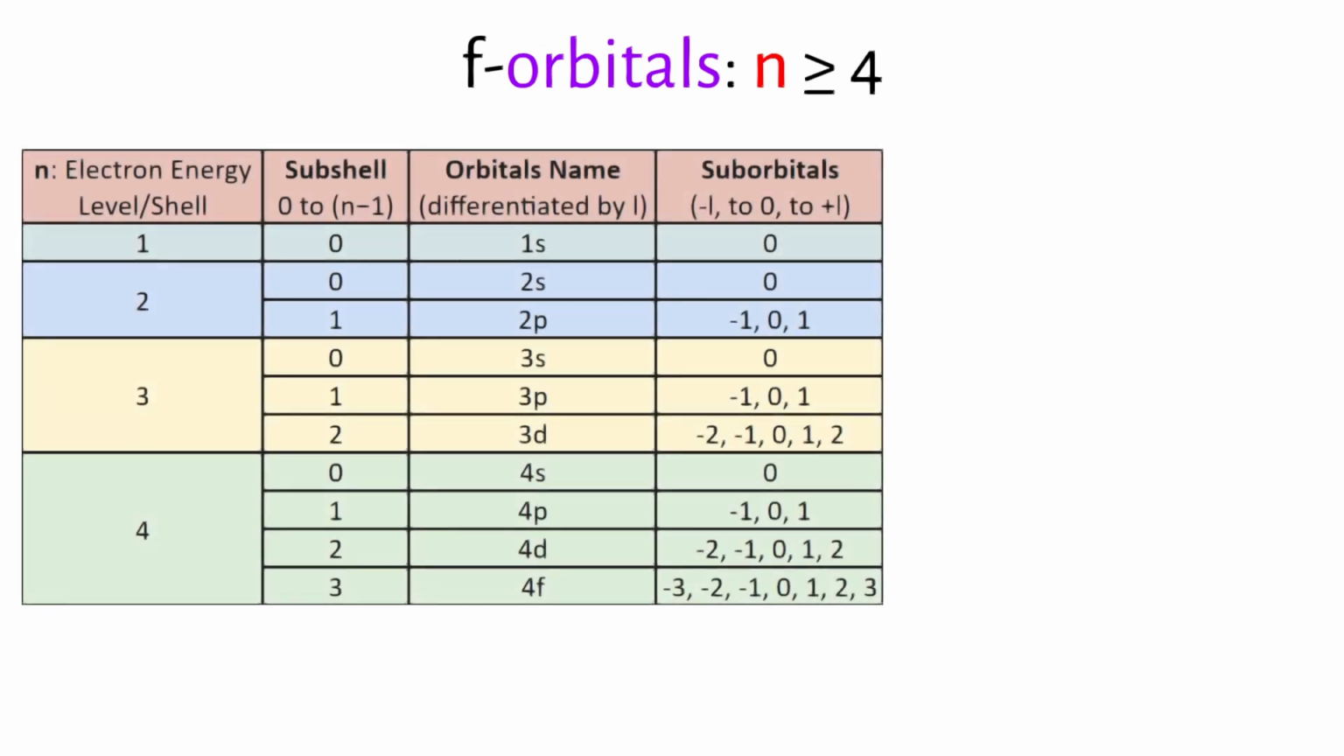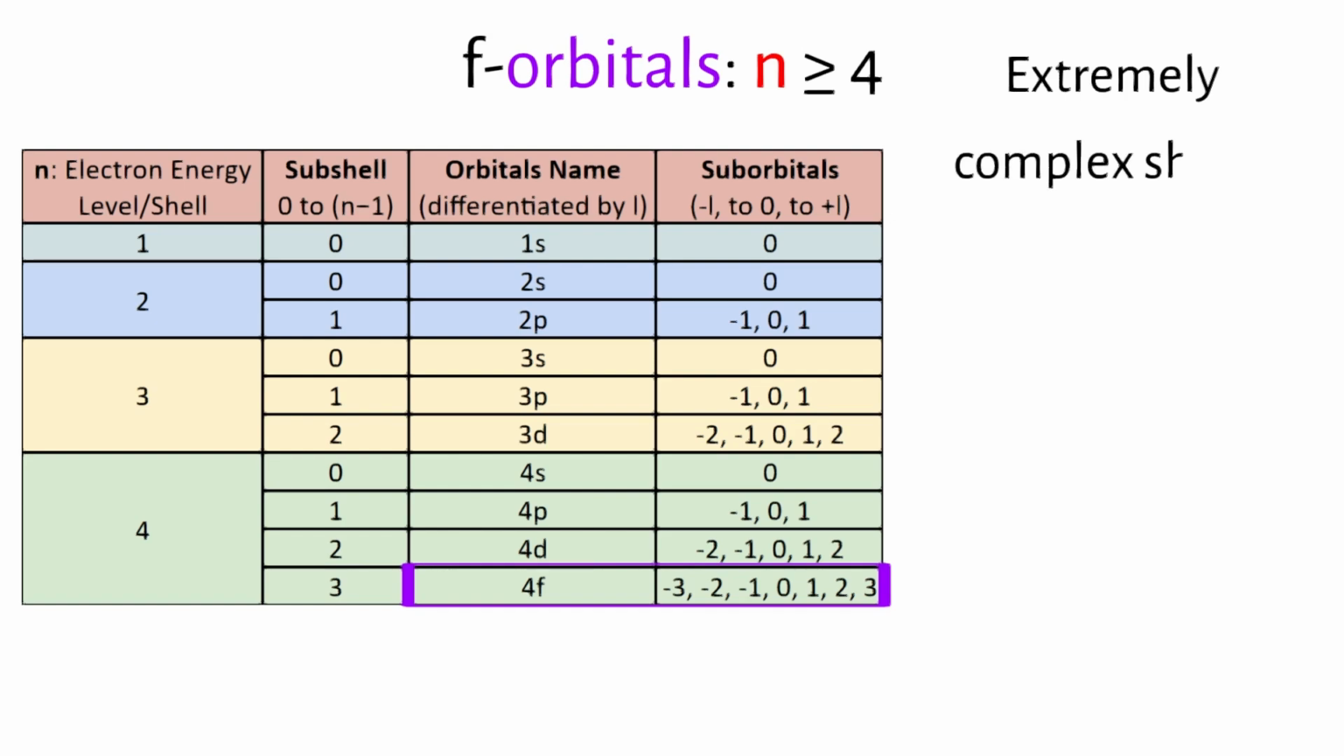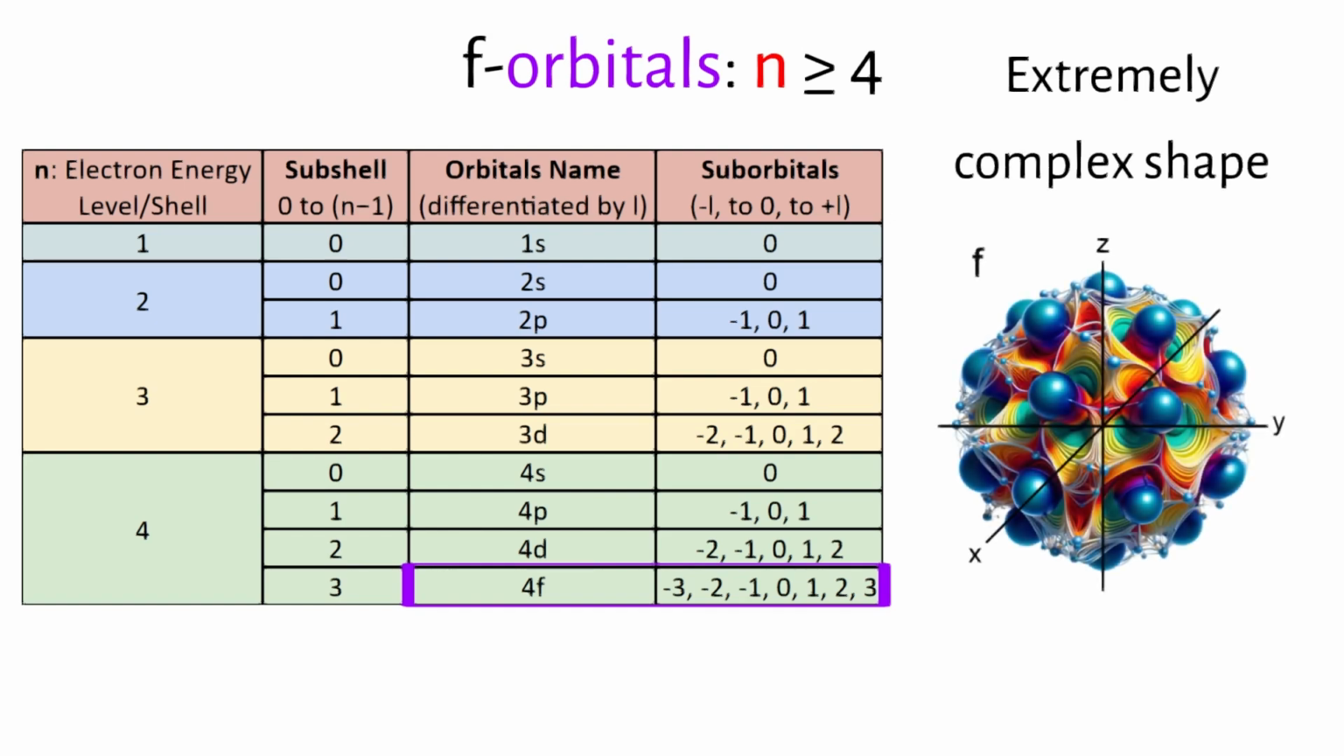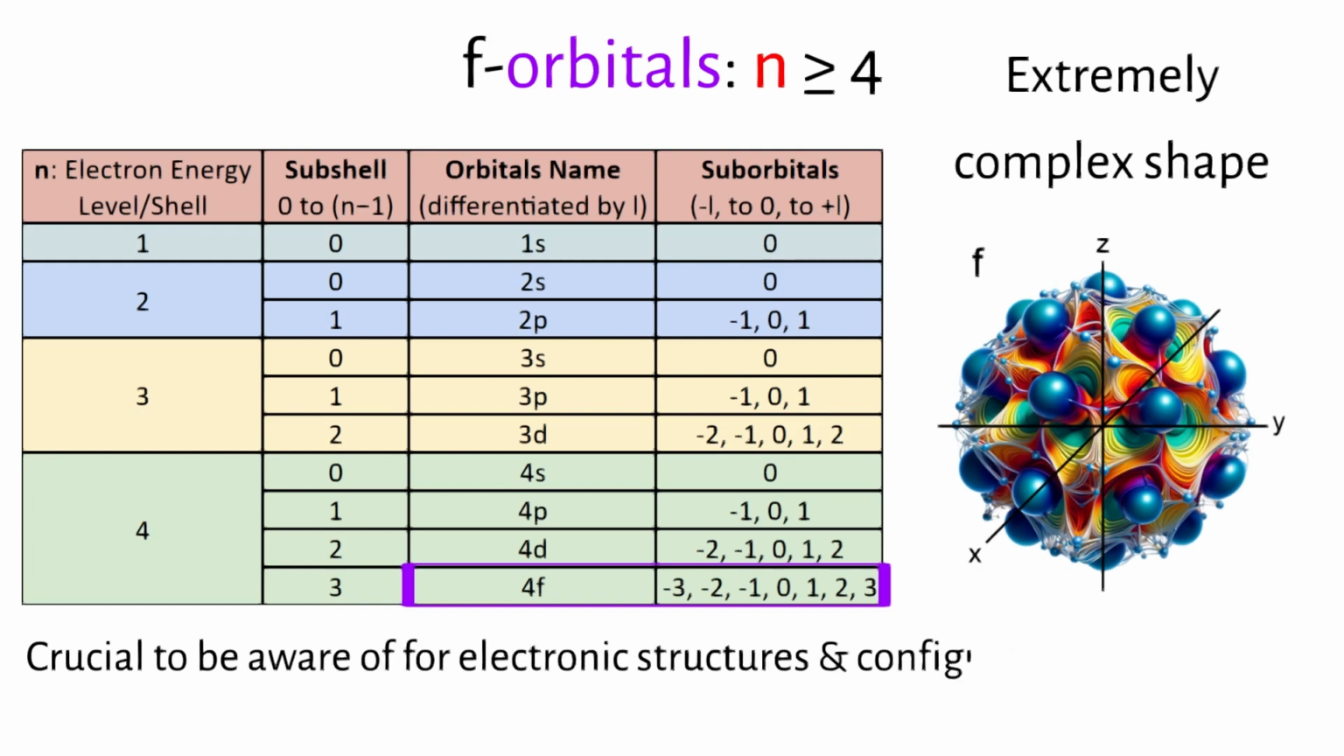The last orbitals are the f orbitals when n is greater than or equal to 4. There are 7 f orbitals corresponding to the -3, -2, -1, 0, +1, +2, and +3 potential values of m sub L, and have an extremely complex shape that we won't get into. While we won't get into their representative shapes, they are crucial to be aware of for the electronic structures and configurations of elements that we're going to get into.